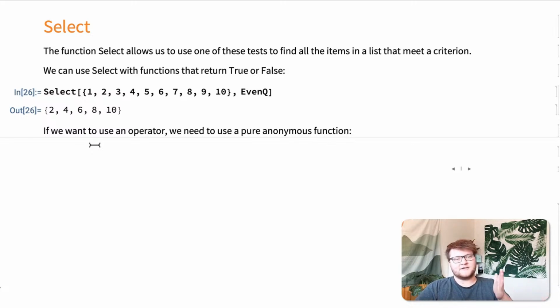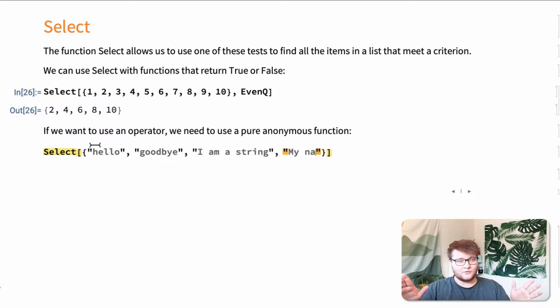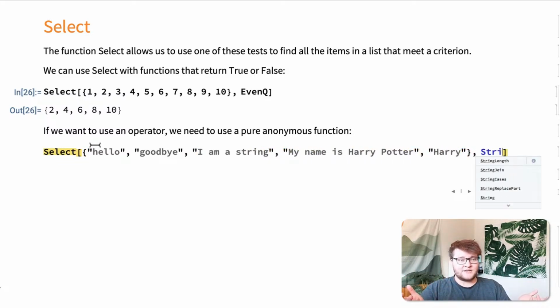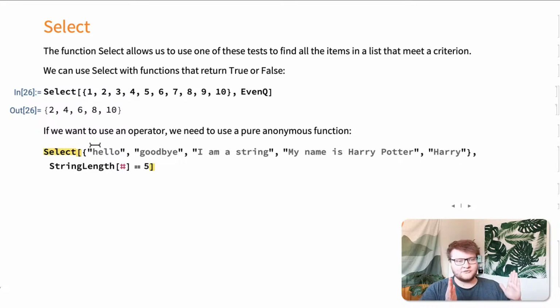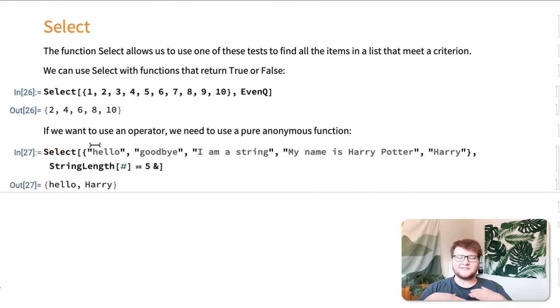Select is going to look at each item in the list and run the test on it. In this case, it's going to test if the output of StringLength is equal to 5. If the test is true, Select is going to give us the item. If it's false, then it won't give us anything for that item. So if I put through Select my list of words and I say StringLength of slot, the thing that we're looking at right now, does it equal 5? And then I close it off with an ampersand, then it's going to give me the list of all the words in this list that are length 5.